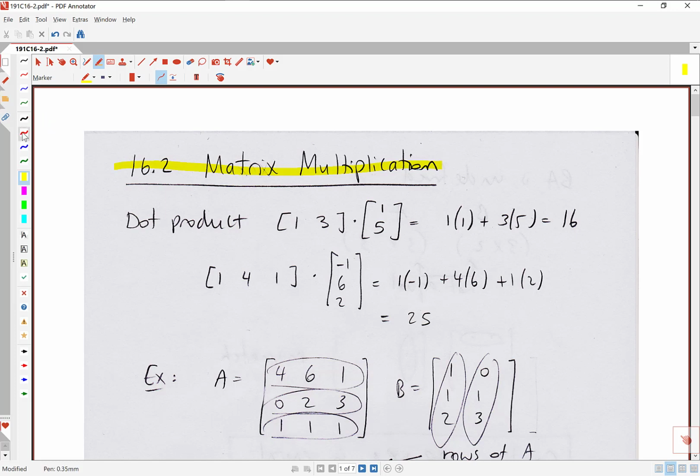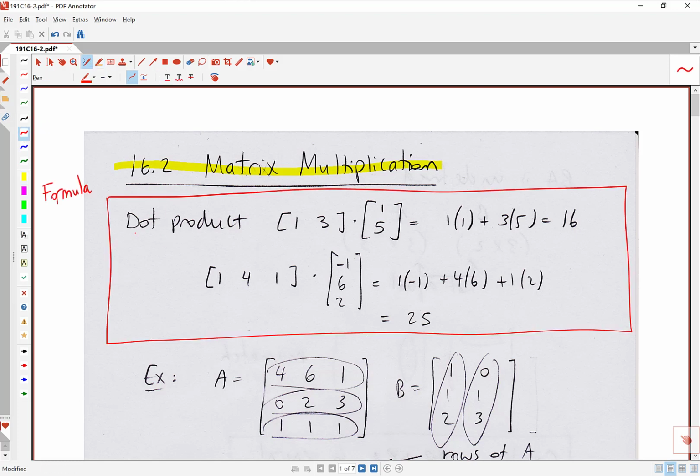So let's start with a formula. We're going to look at an operation called the dot product that allows us to multiply a row of a matrix with a column of a matrix. So we're going to write down the row, we're going to write this dot operation, and we're going to write down our column. And the way the operation works is you're going to multiply your first two numbers together, so 1 times 1. You're going to multiply the second pair of numbers, so the 3 times the 5, and you're just going to add the result. So you go 1 times 1 plus 3 times 5, and that gives us 16.